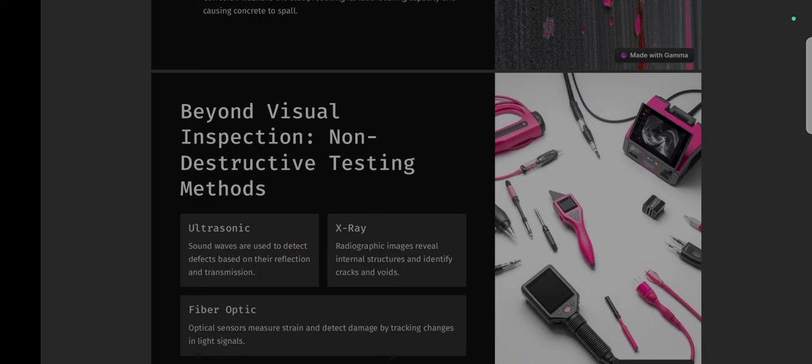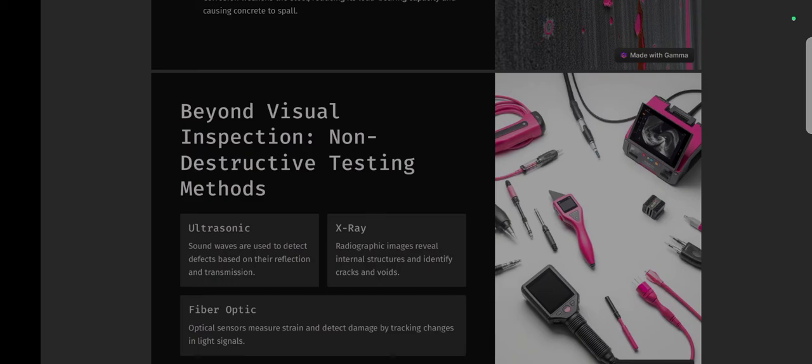Ultrasonic pulse velocity. This method uses high frequency sound waves to assess the quality of concrete. An ultrasonic pulse is sent through the concrete, and the time it takes for the pulse to travel from the sender to the receiver is measured.